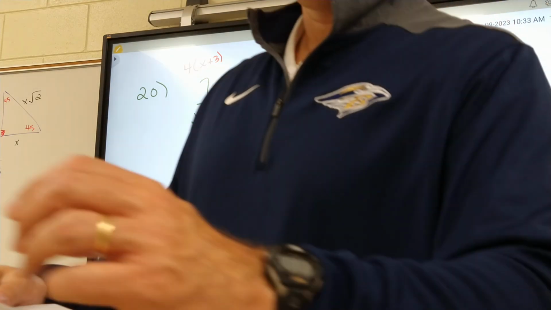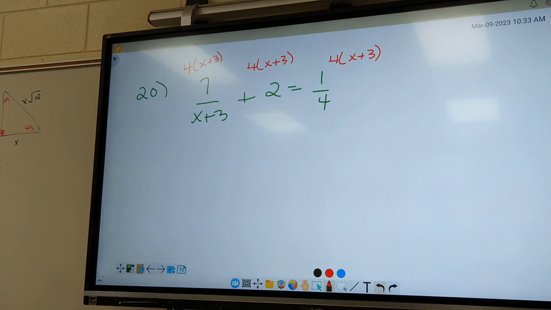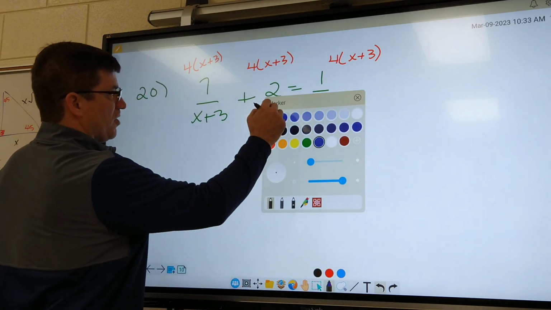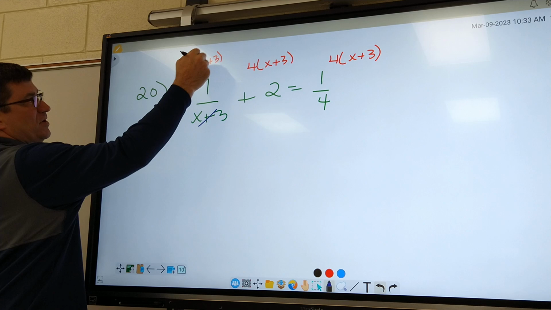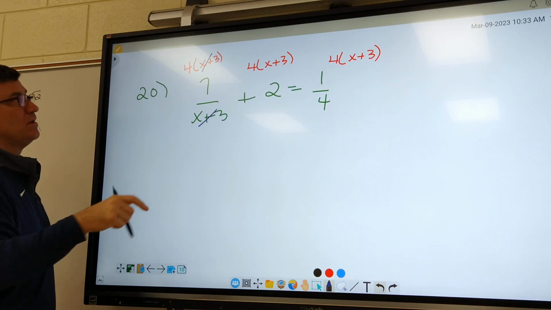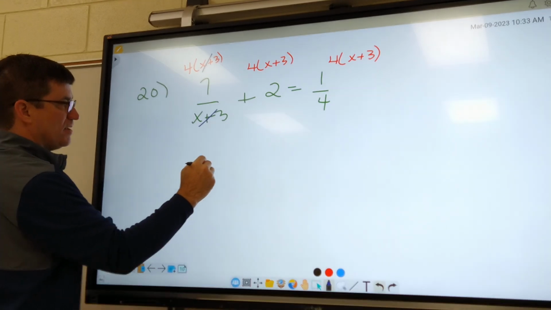Wouldn't that be just like 2x, like the middle one? All right, so here we go. Here's how you do the first part. X plus 3's cancel out, right? You can only cancel stuff when it's on the bottom of the fraction. Whatever's left, I multiply it, so I get 28.